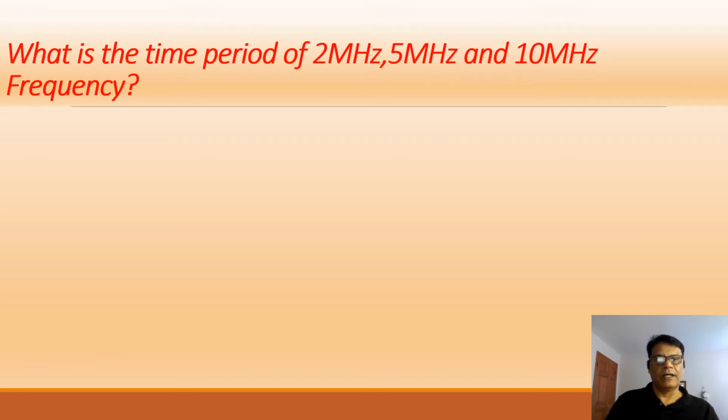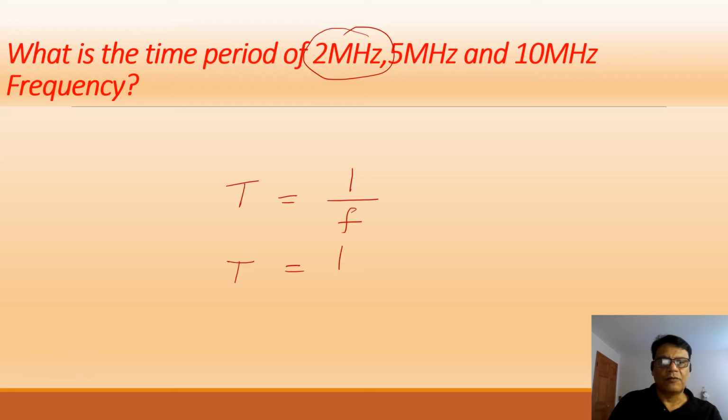There could be some questions on the SPI board exam about what will be the period of 2 megahertz, 5 megahertz, and 10 megahertz frequency. We have already discussed that time period is the reciprocal of frequency. So if you want to calculate the time period of 2 megahertz, T is equal to 1 over 2, 0.5, and hence the frequency in megahertz, so the time period will be in microsecond.